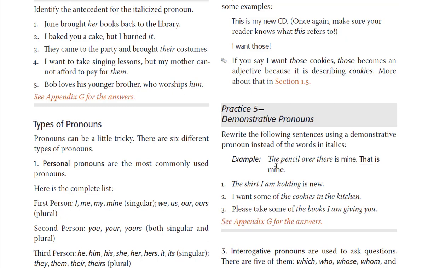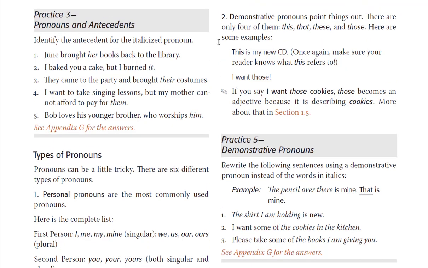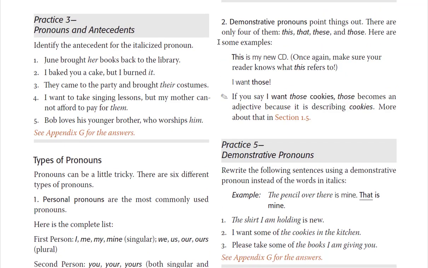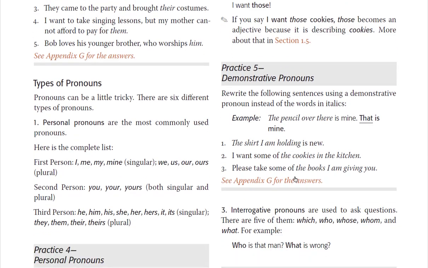Demonstrative pronouns. So the pencil over there is mine. That is mine. So demonstrative pronouns: this, that, these, those. This is for something that's close to you. That is for something that's far away from you. These are once again something close to you, and those is something far away from you. So that's how you would use demonstrative pronouns.